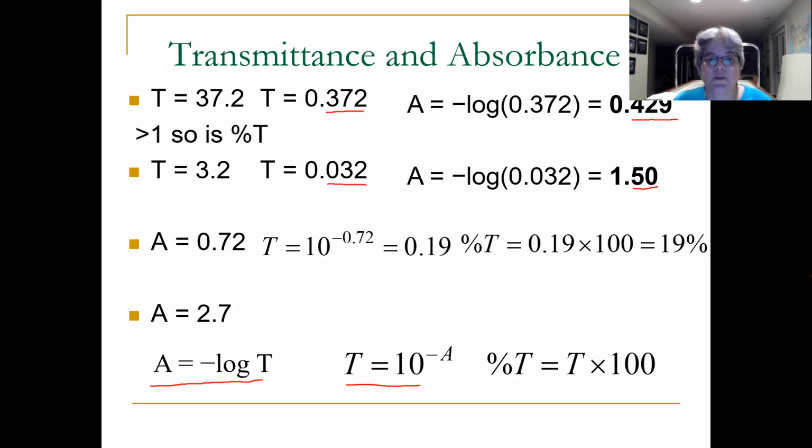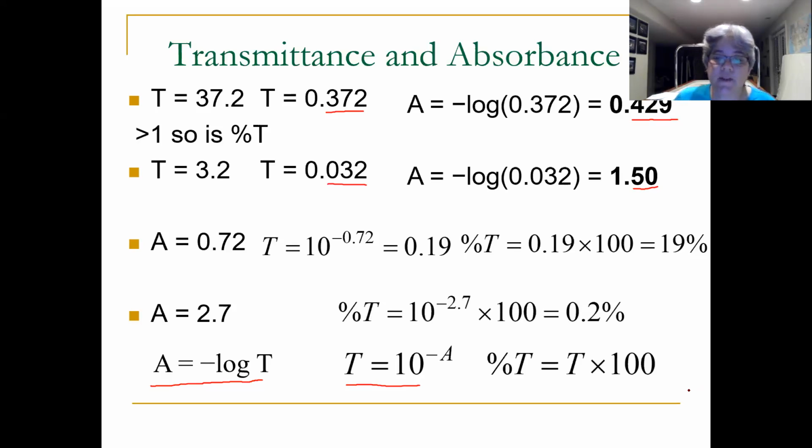Okay, so you should have 10 to the minus 2.7 times 100. Okay, and then that's 0.2%. Okay, now let's talk about significant figures here.